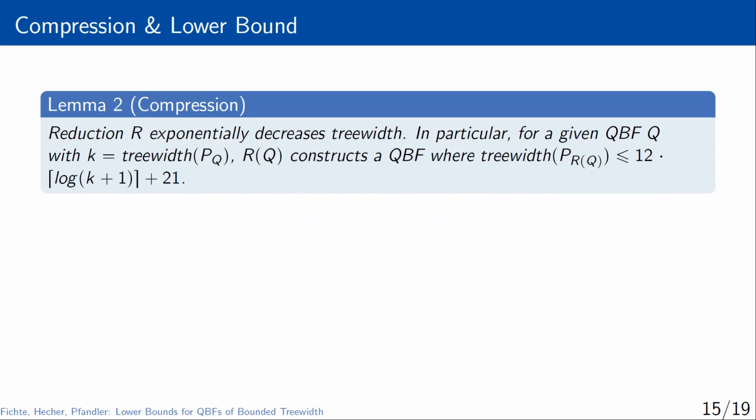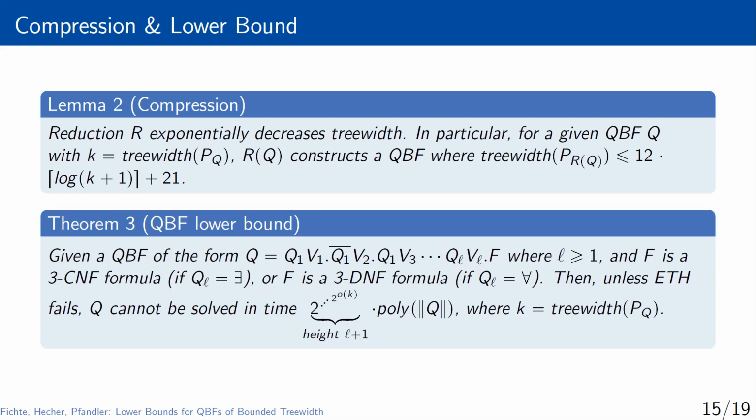The paper also contains formal arguments why the resulting QSAT instance has indeed an exponentially smaller Treewidth than the QBF instance where we started. The actual lower bound theorem can then be shown by induction and by applying our reduction, which ultimately goes back to the exponential time hypothesis.